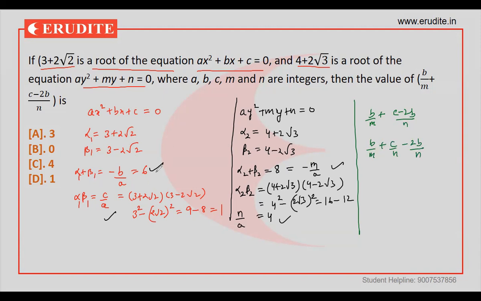Guys, see, if I'm saying that this is the first equation, this is the second equation, this is the third equation, and this is the fourth equation, I need b by n. So if I divide the first equation with the third equation, I will get b by n. So it will be 6 by 8. B by n is how much? 6 by 8. Plus c by n, to get the c by n, I'm going to divide the second equation with the fourth equation. I will get c by n, and its value will be how much, guys? 1 by 4, minus 2 times of b by n.